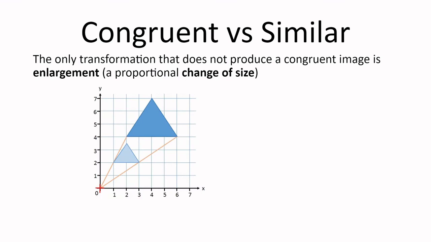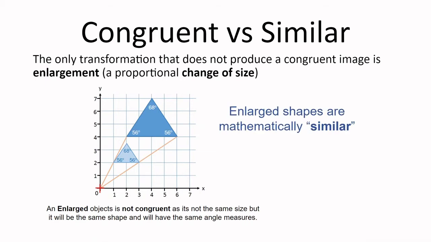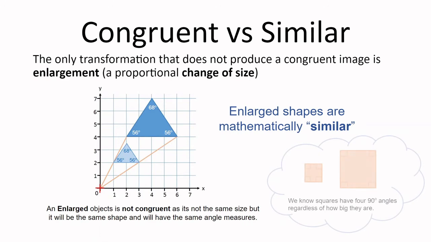Let me show you an example. Here we see a light triangle which has been enlarged about the center 0, 0 with a scale factor of 2. The enlarged object is not the same size. Although it is the same shape, they're both isosceles triangles, and the angles are still the same. The side lengths are not the same. So enlarged shapes are always mathematically similar, but they are not congruent.